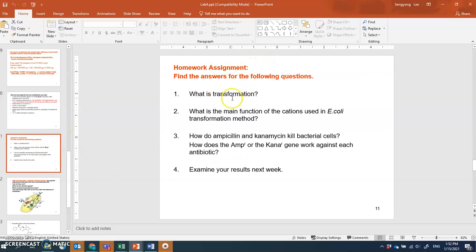So I want you to answer these questions at the end of your lab. What is transformation? How would you define that? We talked about it. And what is the main function of cations like calcium 2+? What's the main function of that in the transformation method? What does that do? Probably it'll neutralize the DNA and the membrane, right? And how do ampicillin and kanamycin kill bacterial cells? So those antibiotics that may exist in the selective medium at the end, how do they kill them?